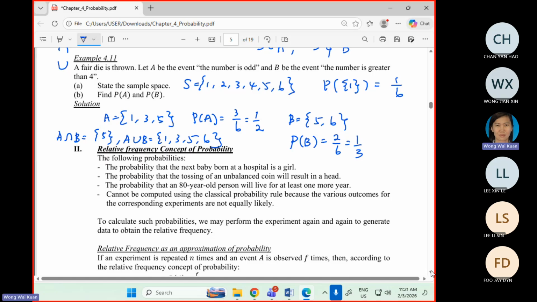You find that or not? The next one is a girl. What's the probability? So, how do you know 0.5? No, we didn't know.